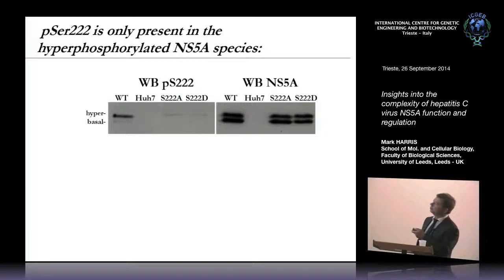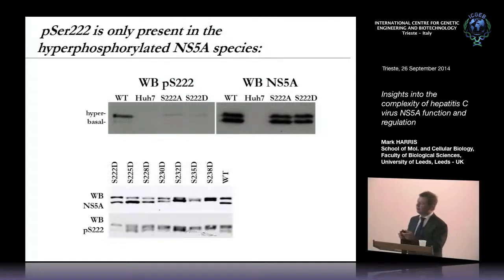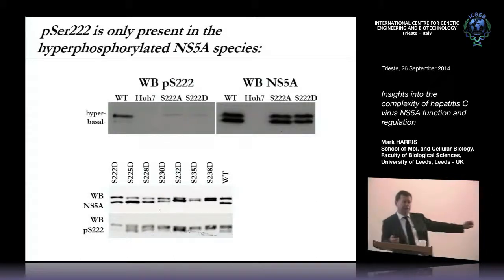If you take the same samples in Western blot with a pan NS5A antibody, you detect both of those. And you can see they're all present in equal amounts. So it really is detecting that serine phosphorylated form. So serine 222 is only present in the hyperphosphorylated form. And the other bit of information that sort of shows that is to look at the distribution of those phosphomimetics that I showed you in the last slide. And what you would predict is that if serine 222 was part of that hyperphosphorylated form, and if you were driving that hyperphosphorylation through that phosphorylation cascade, then the basally phosphorylated form would become serine 222 positive.